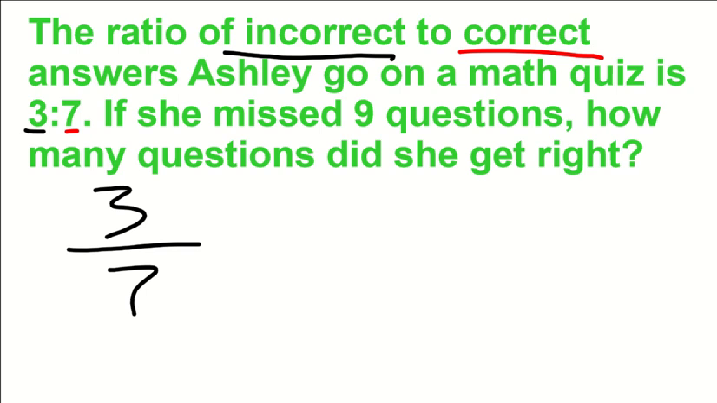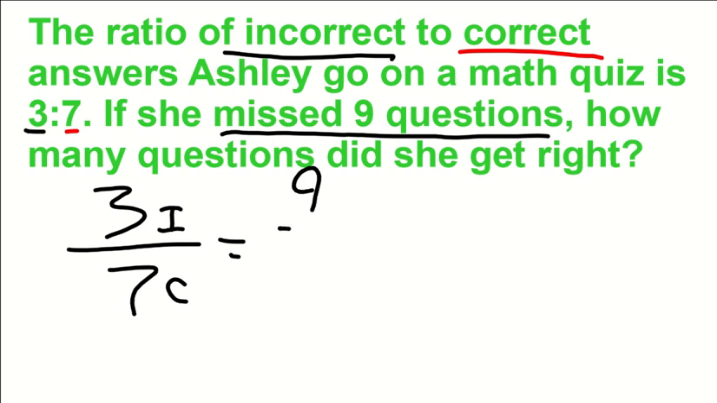Everybody clear on that? All right, so now it's saying she missed 9 questions. Well, if she missed 9 questions, which one is that? Correct or incorrect? That's the incorrect. That means if this was the incorrect and that was the correct, the 9 has to also be incorrect if she missed them. Everybody follow?